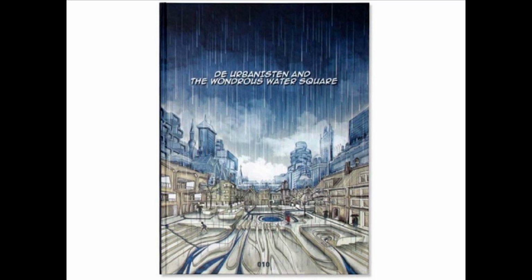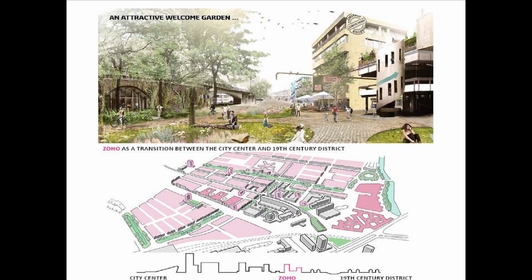So there's different types of water squares that are needed in different environments, and the engineering behind them has been produced by the Urbanisten in this comic book, The Wondrous Water Square, which shows how the concept was developed. So from this water square, what has happened next was taking this to a whole district scale.